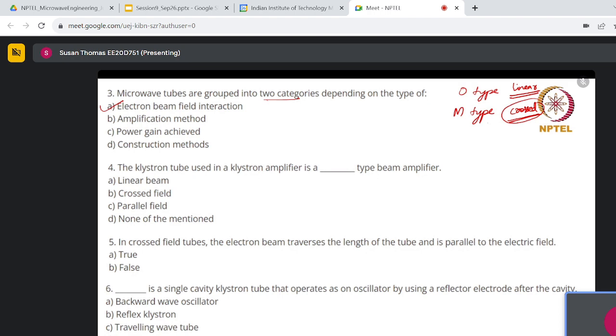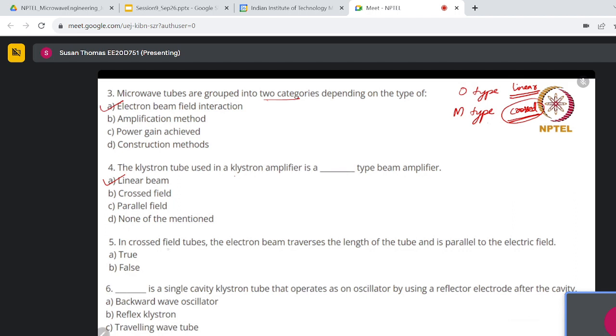The next question is, the klystron tube used in a klystron amplifier is what type of beam amplifier? Is it a linear beam, a crossed field, a parallel field, or none of them mentioned? Yes, right answer. It is a linear beam type of amplifier. Or we can say it is an O-type amplifier.